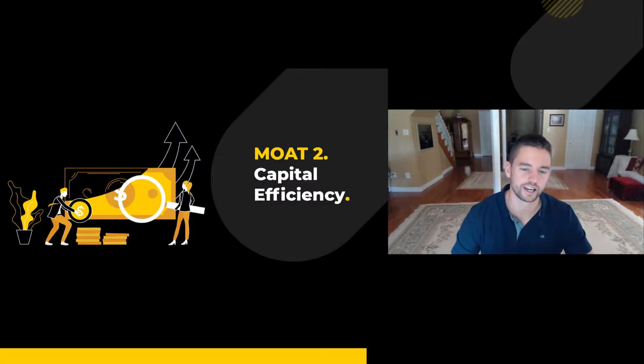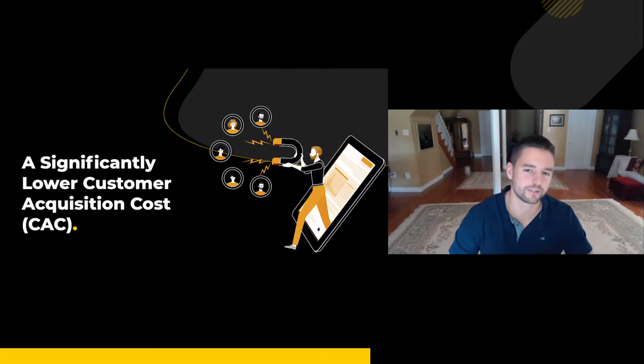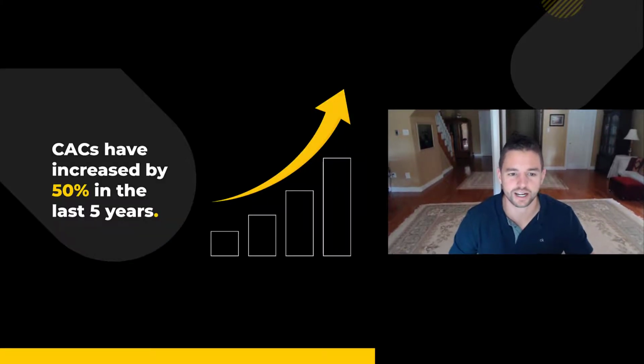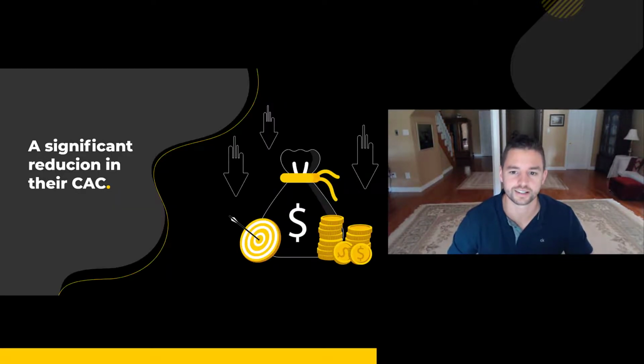So the second moat and reason why tons of companies are opting to become product-led comes down to capital efficiency. And this is one of the reasons why venture capitalists love product-led companies. And that is because you can take advantage of a significantly lower customer acquisition cost. Now, although I mentioned, hey, marketing channels are still getting more expensive, the way you acquire customers can be under your control. You can make it more efficient for you to acquire customers. And so although CACs have increased by 50% in the last 5 years, you can still get a significant reduction in your CAC for a ton of product-led businesses.